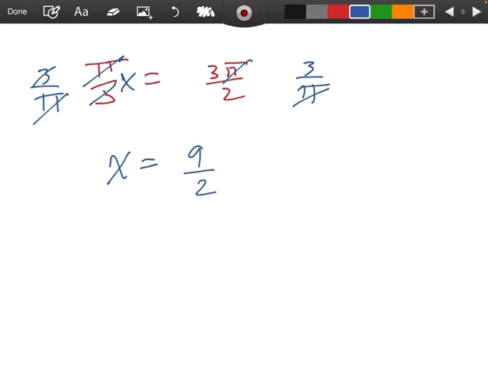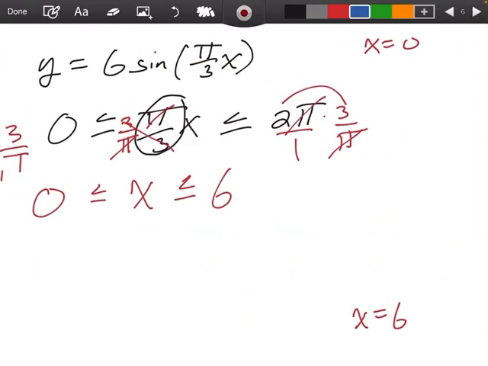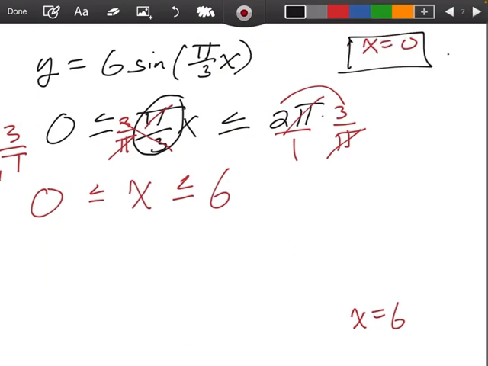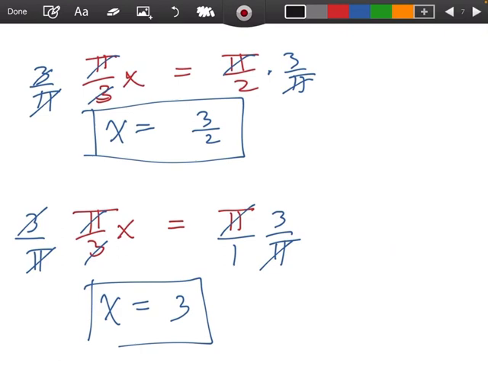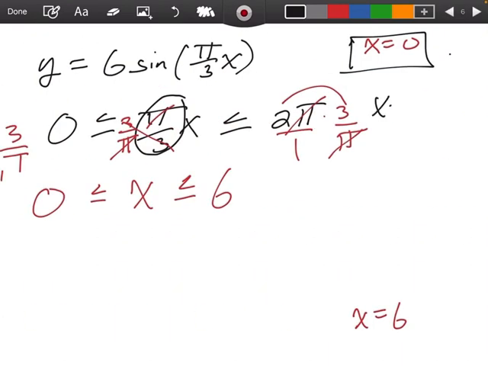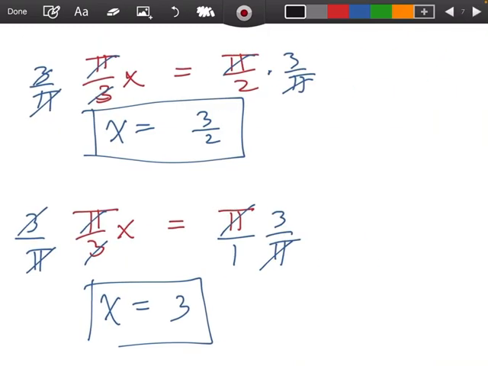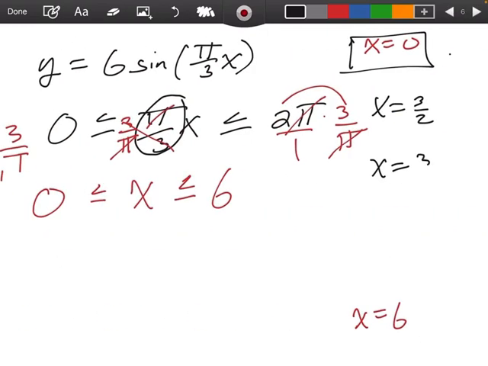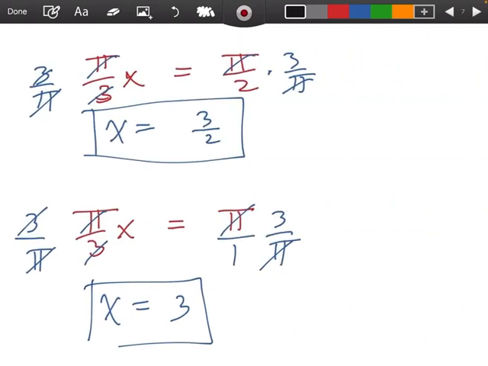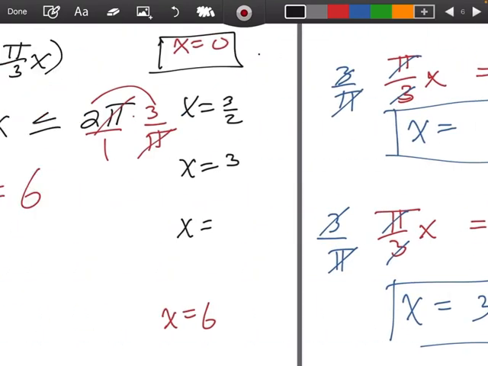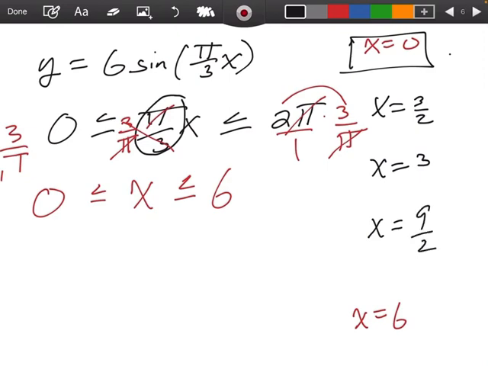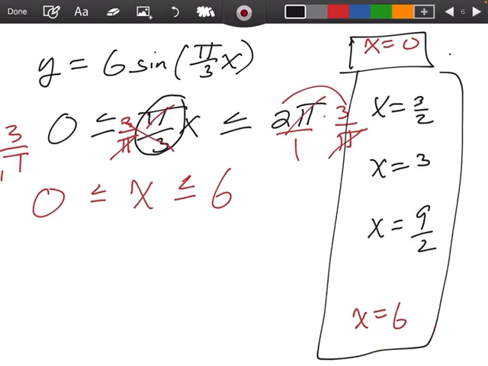Okay, so now look, let's do it like this. Remember, here was our first point. Our first point was x equals 0. We find our second one to be 3 over 2. X equals 3 over 2. We found our third one to be 3. X equals 3. And then we found our fourth one to be, I think it was 9 over 2, wasn't it? Yeah, 9 over 2. Okay, so now I got my 5 points.